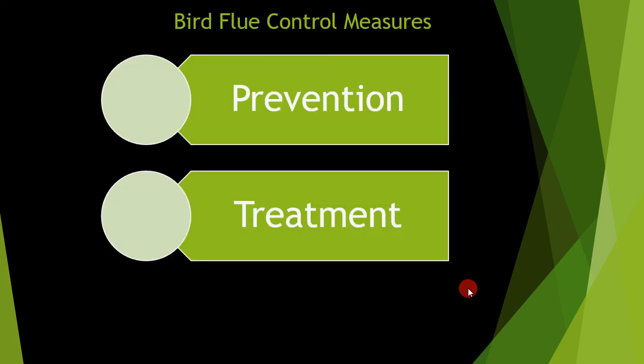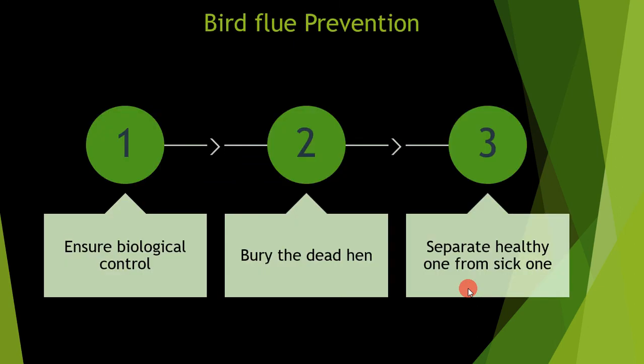And next, the control measures. Obviously, disease control measures we can divide into two portions, which are prevention and treatment. Prevention is what you have to follow before the attack or infection of the disease.